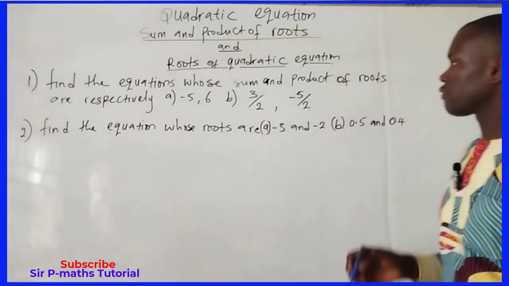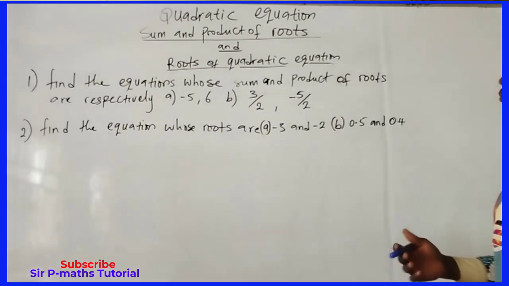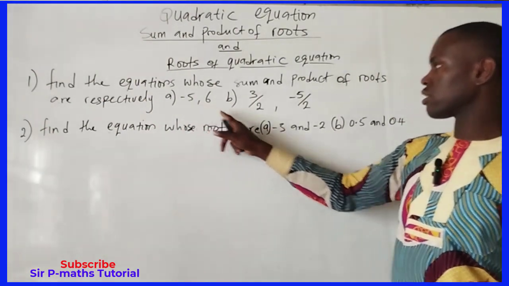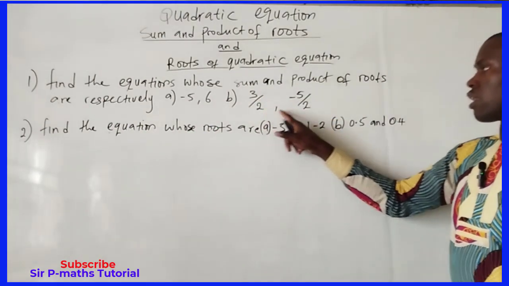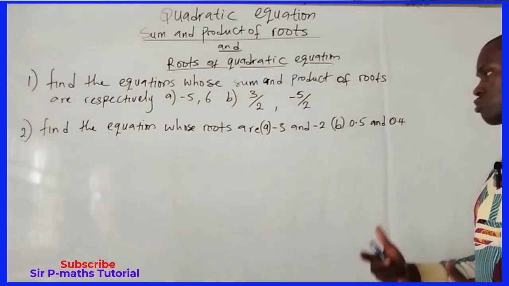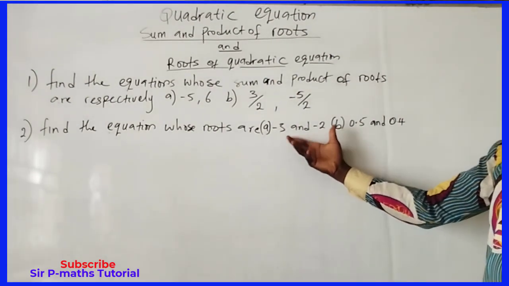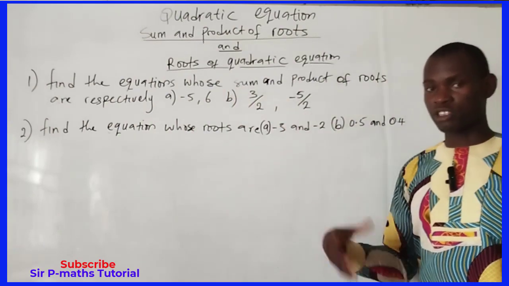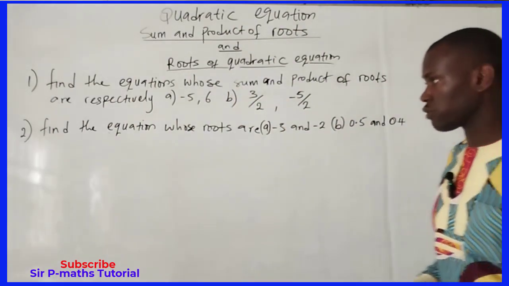Find equations whose sum and product of roots are respectively minus 5 and 6, and then 3 over 2 and minus 5 over 2. Then we also have: find the equation whose roots are... all right, in this case we have the roots of the equation. In the first case, we have the sum and the product of roots. They are two different things.